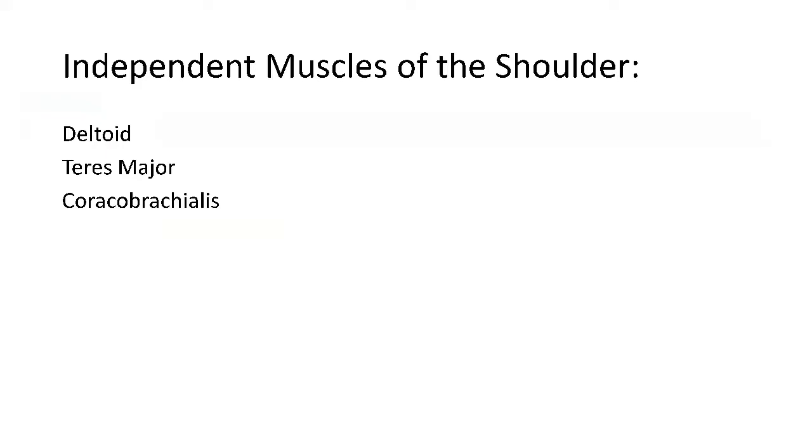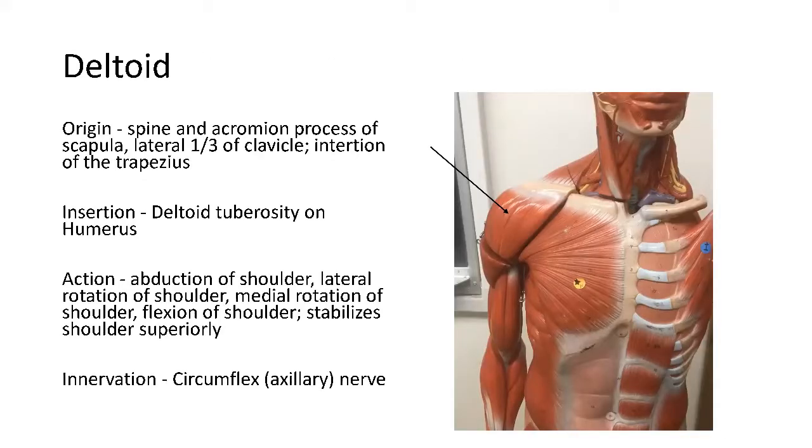But when we say muscles of the shoulder, we're talking about muscles that go from the scapula out to the humerus. So we're definitely talking about moving the shoulder joint versus moving the scapula. So the independent muscles of the shoulder are the deltoid, Teres Major, and Coracobrachialis. These three muscles move the shoulder in completely different ways, which is why I refer to them as the independent muscles of the shoulder. We're going to start with the deltoid.